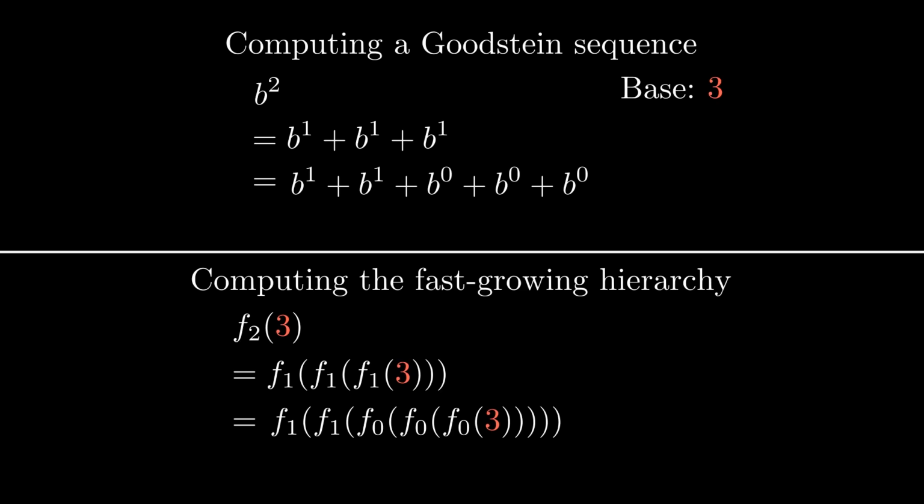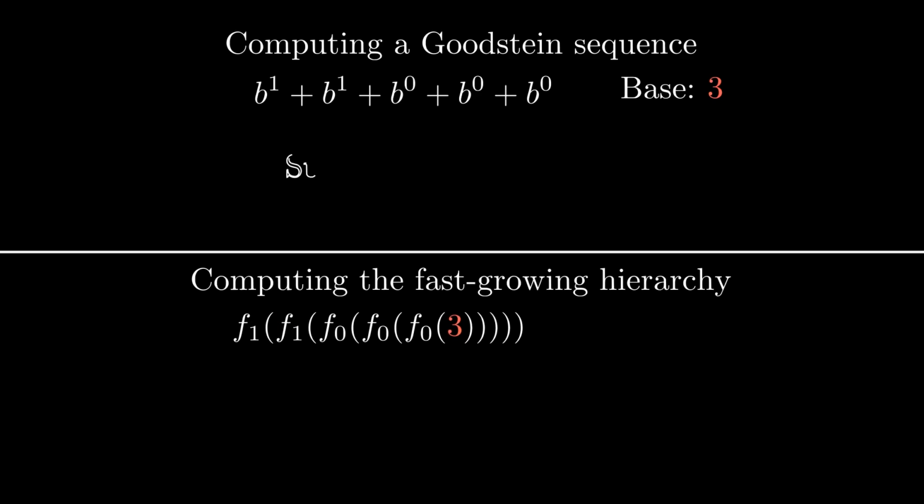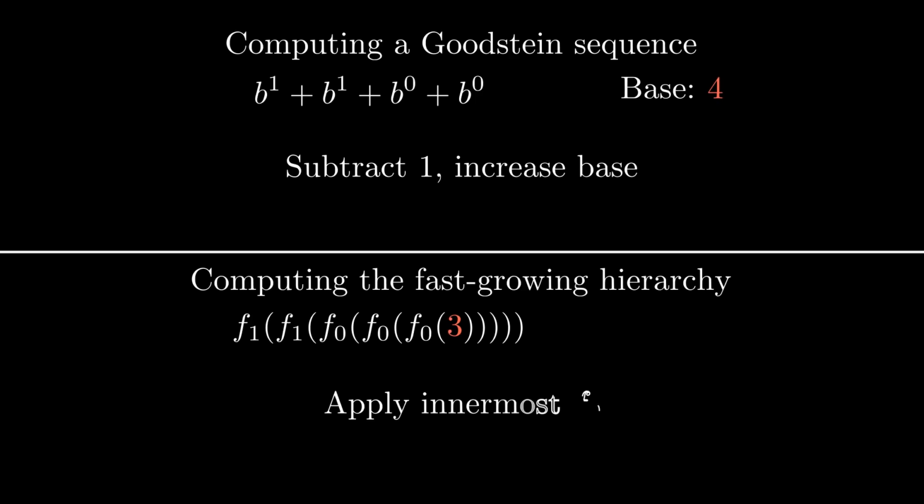That was the simplification phase. Now we actually do the operations. On top, we subtract 1 and increase the base, removing 1 b to the 0 and changing the base from 3 to 4. At the bottom, we compute the innermost f0, thus replacing f0 of 3 with 4. The similarity still survives, and we can continue these operations until we can't subtract anymore.